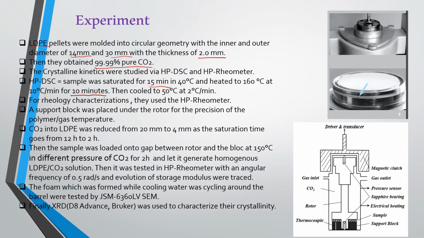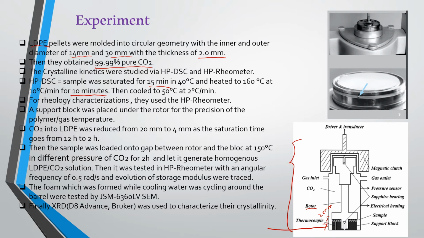To identify the rheology characterizations, they modified the regular version of the rheometer. So this is a good picture of the modified rheometer that they used. What they did was put a support block, as you can see right there, the black one is the support block below the rotor, with a gap of 2 millimeters. So the gap in here is 2 millimeters, and this is where the sample goes in.